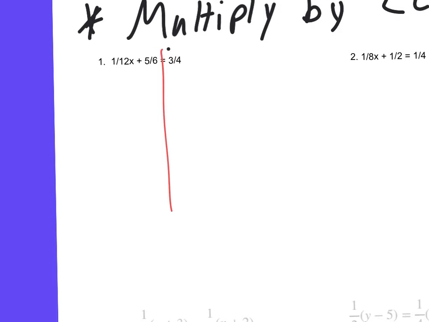First step, distribute. Don't have any parentheses, we're good. Next step, kill the fractions. So what is the least common denominator of 4, 6, and 12? We know that they all go into 12, right? So I can distribute out that 12. 12 times 1 is 12 divided by 12 is just 1x. 12 times 5 is 60 divided by 6 is 10. 12 times 3 is 36 divided by 4 is 9.